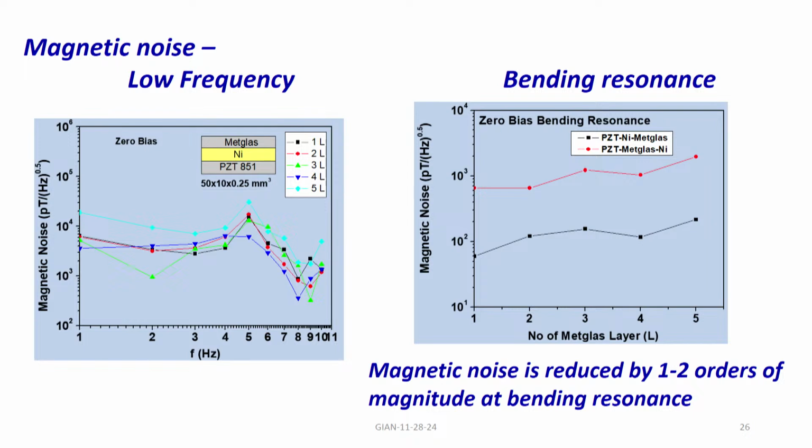So, these are the noise levels at 0 external bias when the sensor operates at bending resonance. It varies from anywhere from like 80 to 120 picotesla per root hertz. So, any signal you want to measure must be 2 times in magnitude compared to the noise level. And these are 2 different samples: one has PZT, nickel, and metglass, and the other one has a layer of metglass in contact with PZT, and then there is nickel.